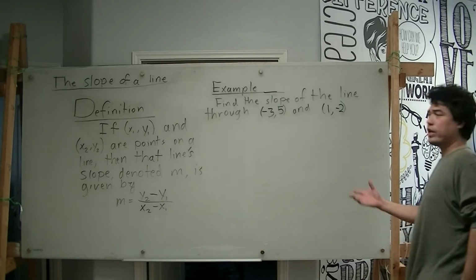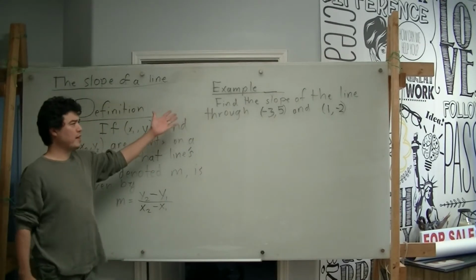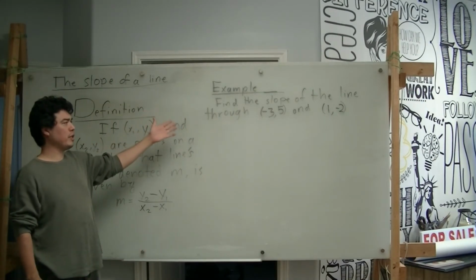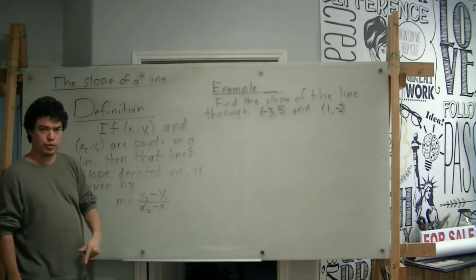So now I'm going to do another calculation example for the slope of a line. We're going to find the slope of the line through the following 2 points: (-3, 5) and (1, -2).